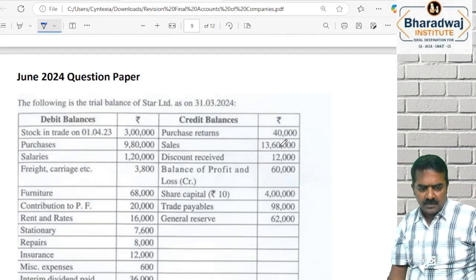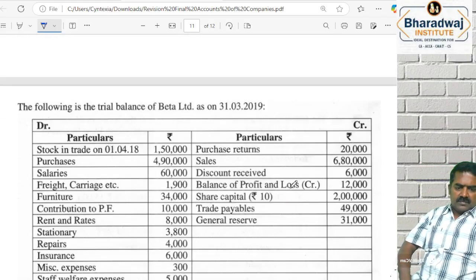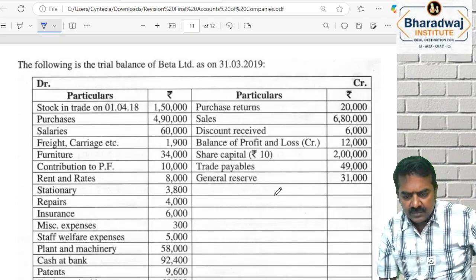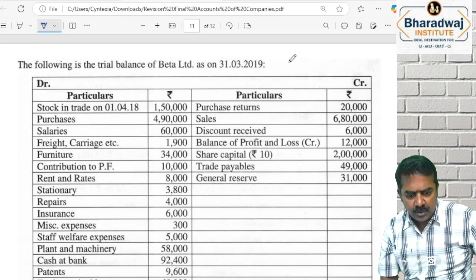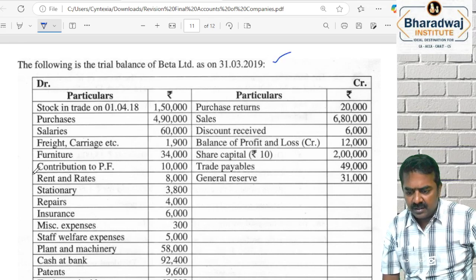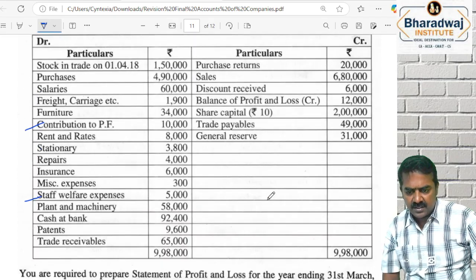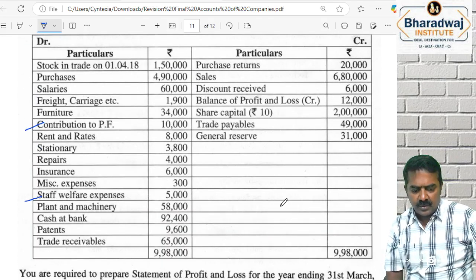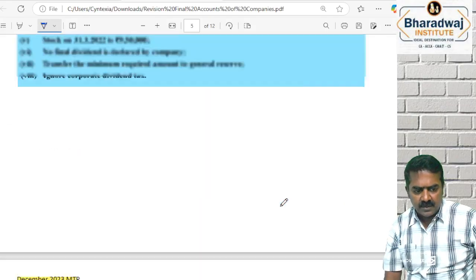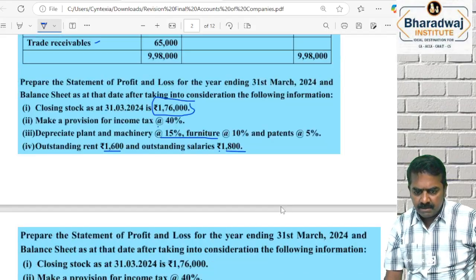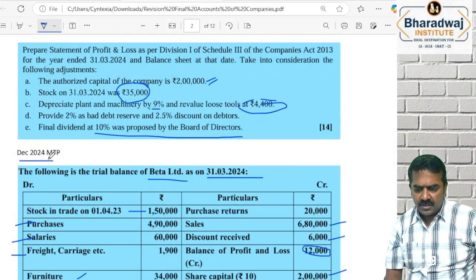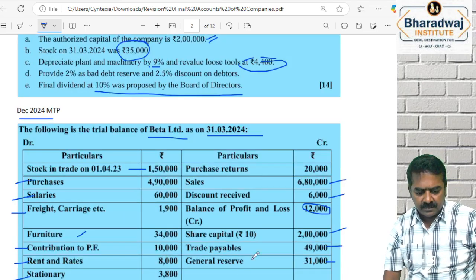This question is the same. Okay, this question is a new type of question you must work out. Try it. Oh, this is what I have already done. Contribution to PF will come in employee benefit expenses, staff welfare expenses. We have done this question, right? Closing stock is 1,76,000. The December 2024 MTP just repeated. The question is repeated exactly.